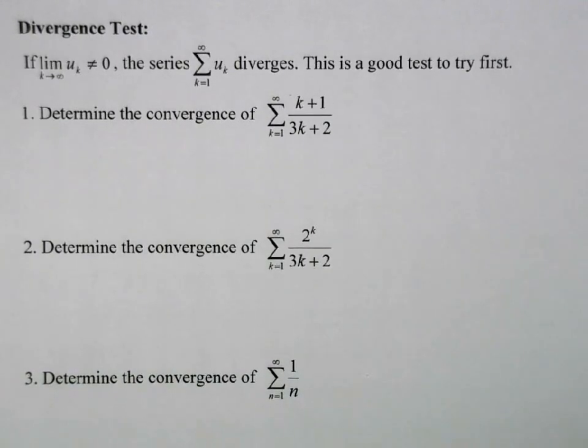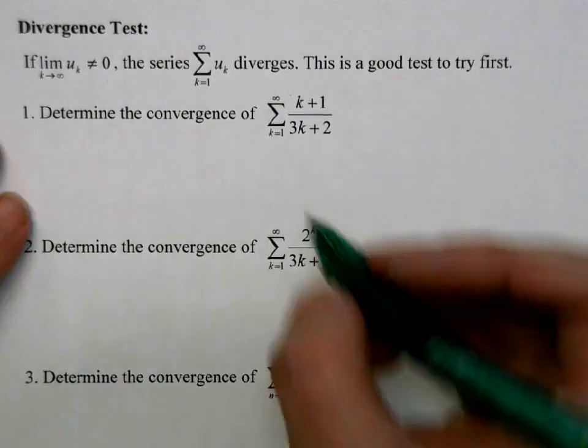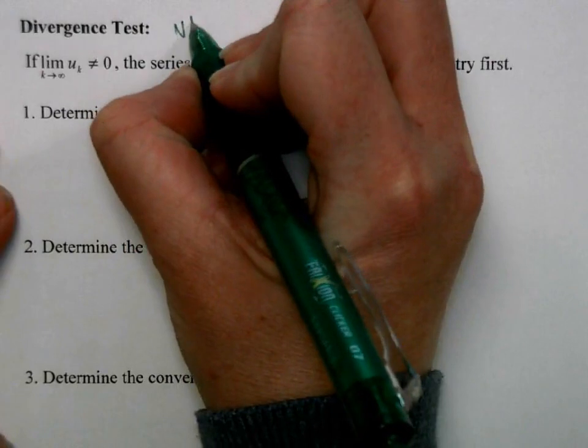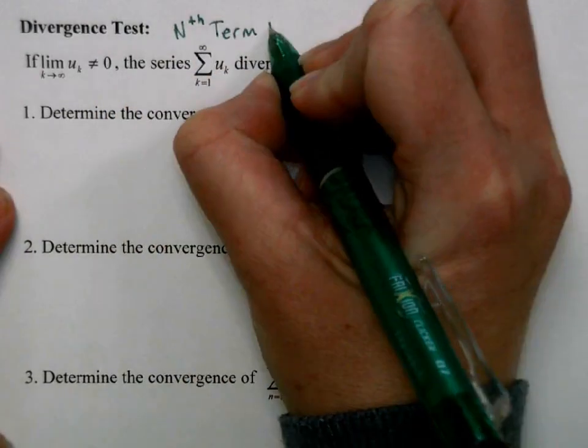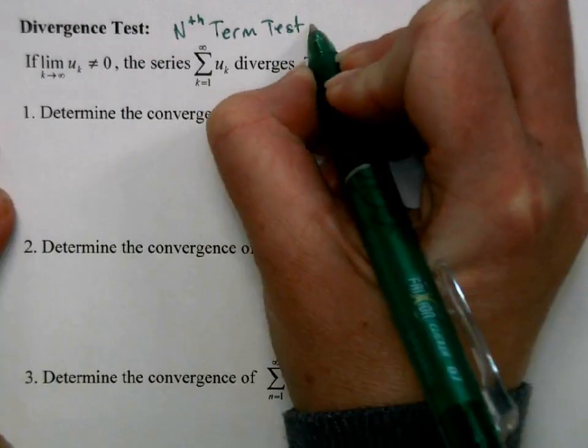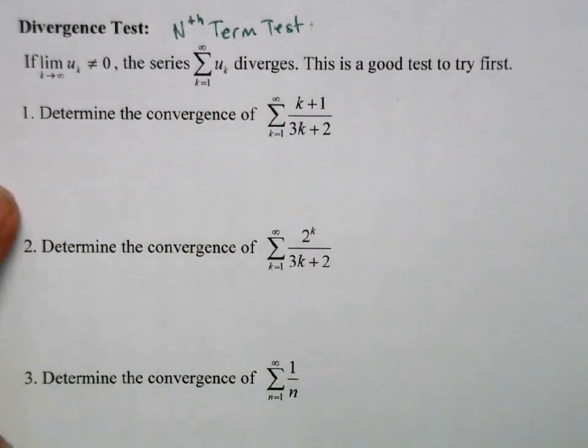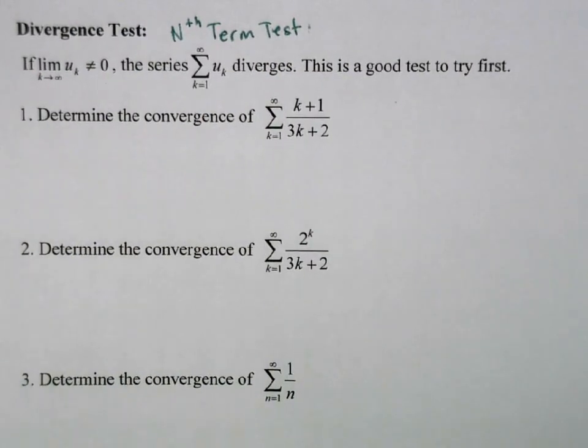In this video, I'm going to be talking about one of our tests for convergence and divergence. This one is called the divergence test, sometimes called the nth term test. This one's a nice test because it's super simple.